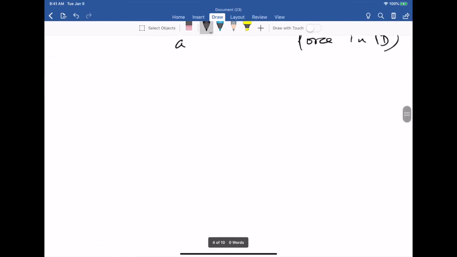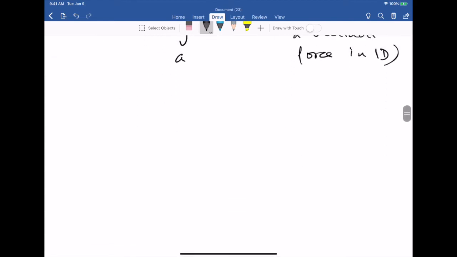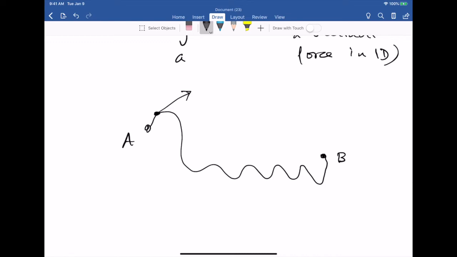In principle, you can also have a situation where the object moves in 2 or 3 dimensions. So suppose the object starts from point A over here and goes to point B over here, and the path is this weird path, not a straight line at all. And also the force is completely different at each point. So over here the force might be in this direction with this magnitude. Over here the force might have a completely different magnitude and direction. Over here again the force might have a completely different magnitude and direction.